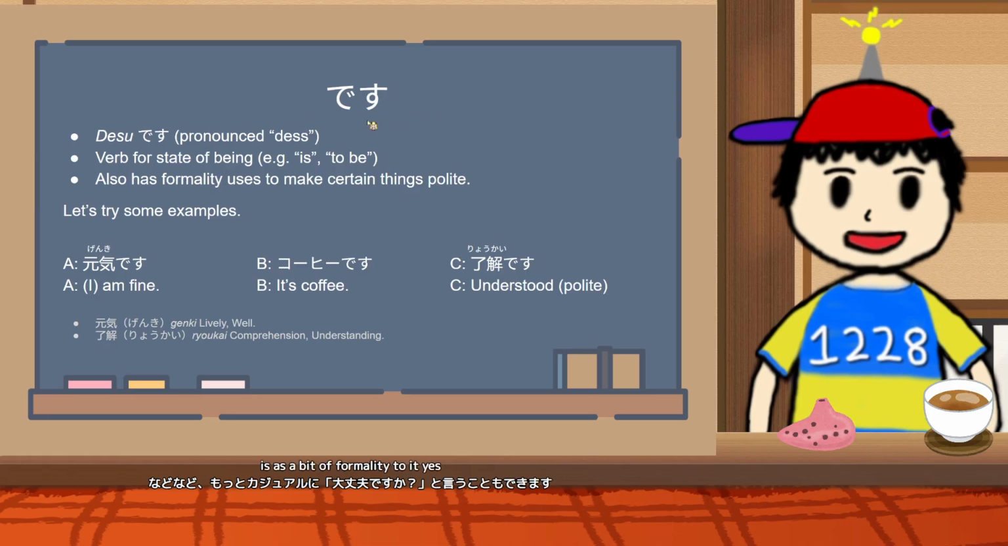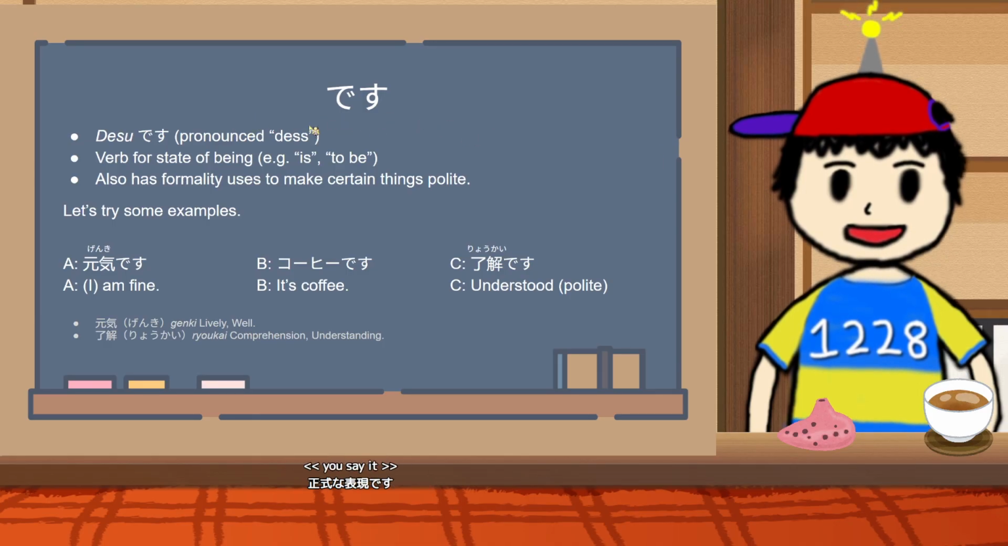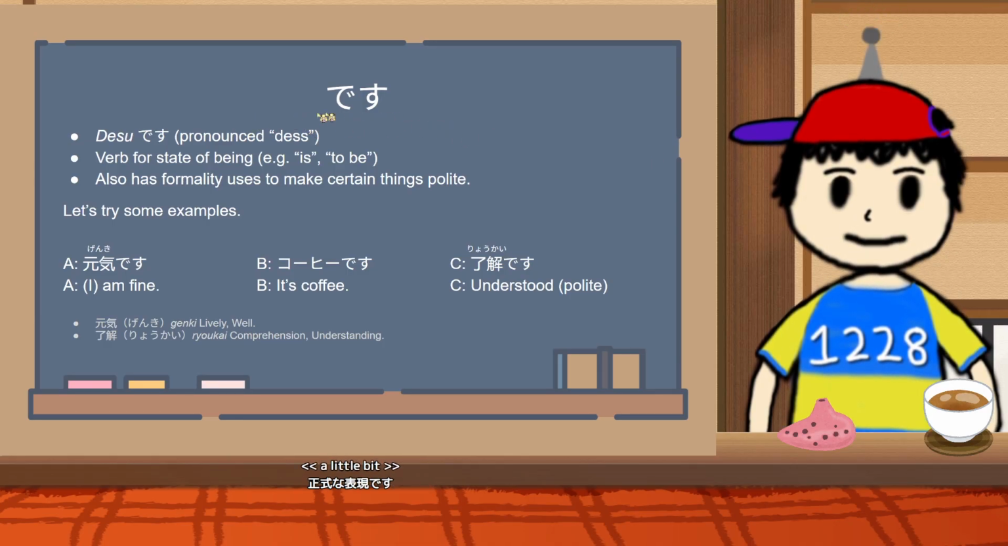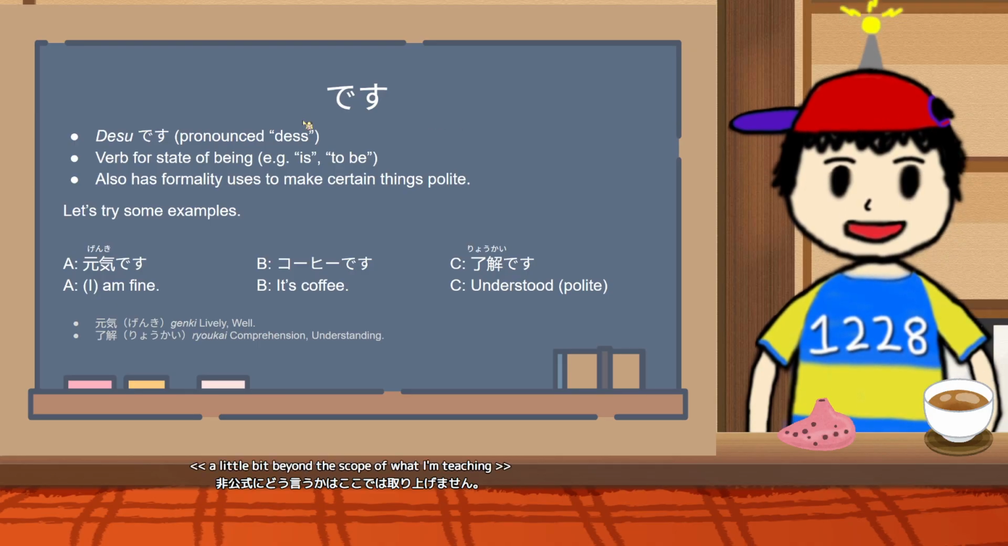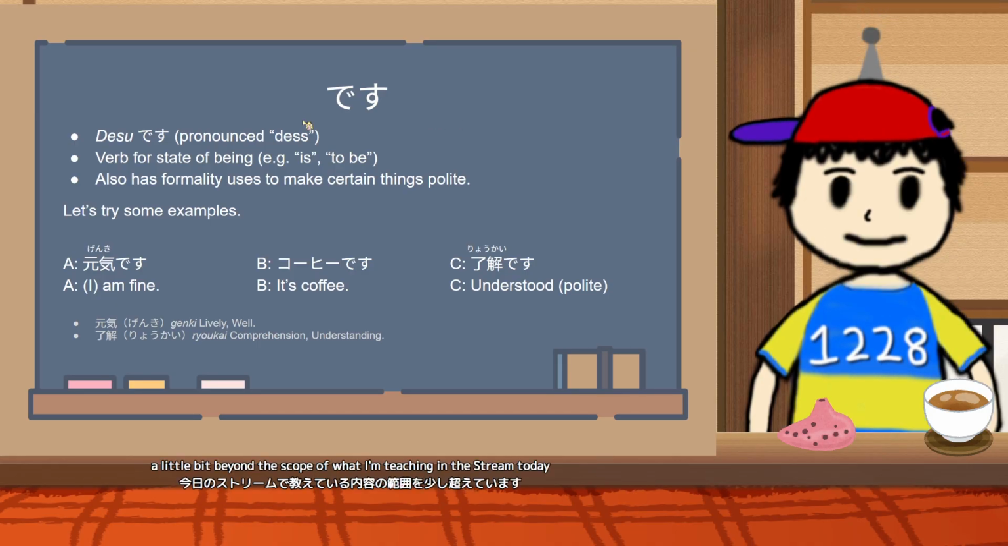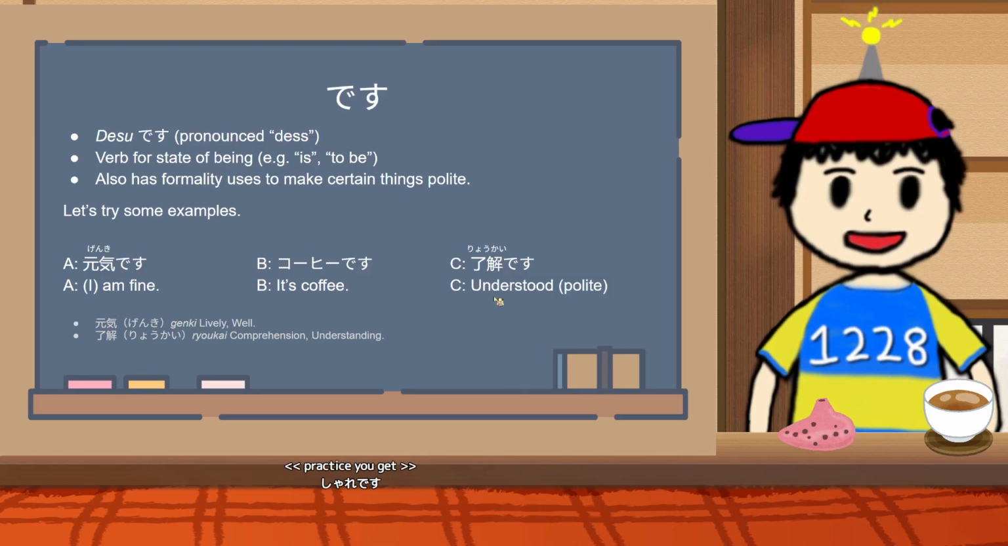Desu, in and of itself, is a formal expression. I will not be covering how you say it informally, because that goes a little bit beyond the scope of what I'm teaching in this stream today. So this is the first exposure to what Japanese is like. Des. It can be a bit tricky to wrap your hand about what exactly des is, pun intended. But the more practice you get with it, the more exposure you get, the more naturally it will come.